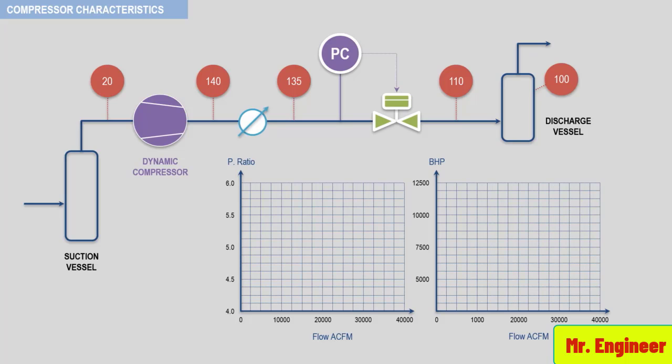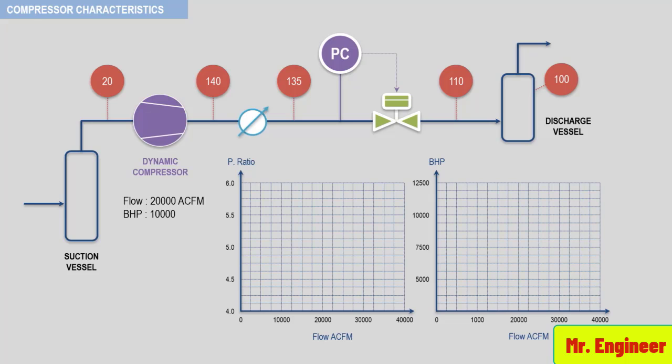We will use the same set of pressures, but the flow rate and horsepower will be larger than that for the positive displacement compressor, since dynamic compressors usually handle inlet flow rates above 5,000 actual cubic feet per minute. So let's assume the inlet flow is 20,000 and the brake horsepower is 10,000. Let's plot the flow versus pressure ratio and the BHP on the appropriate graphs.